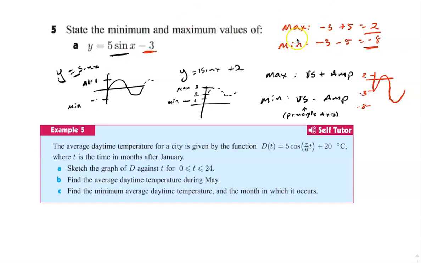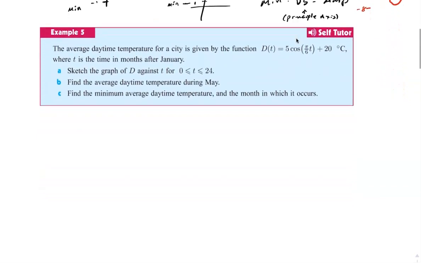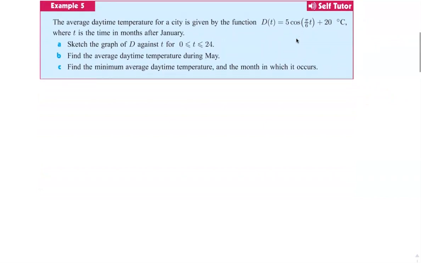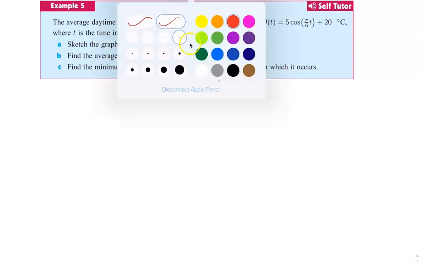Now let's move on to how to actually model some information. The average daytime temperature for a city is given by the function d of t equals 5 cosine of 5 pi over 6 t plus 20 degrees, where t is the time in months after January. Sketch a graph of d against t for 0 to 24. So they want us to sketch this graph.